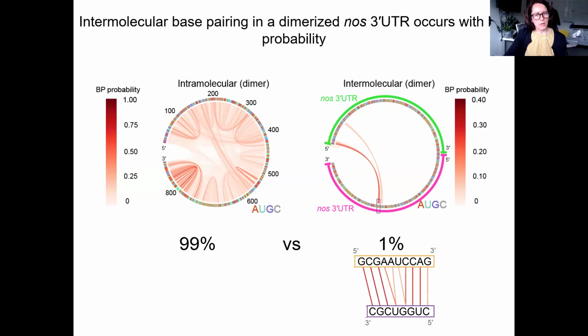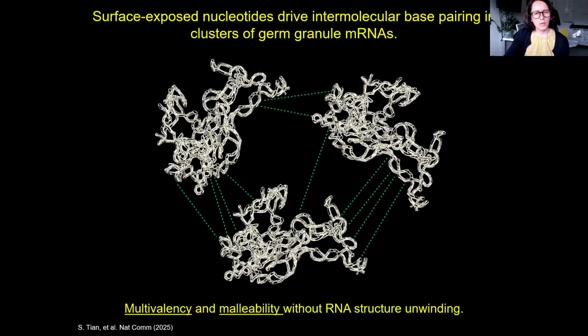And so what we were able to determine using all of these experiments, strictly looking from an intermolecular base pairing point of view, we're disregarding proteins at this moment, is that RNA clusters form through base pairing interactions that occur on the surface of RNA. So these are surface exposed nucleotides. They are infrequent, they are transient, and the combination of this nevertheless provides multivalency as well as malleability of the cluster.